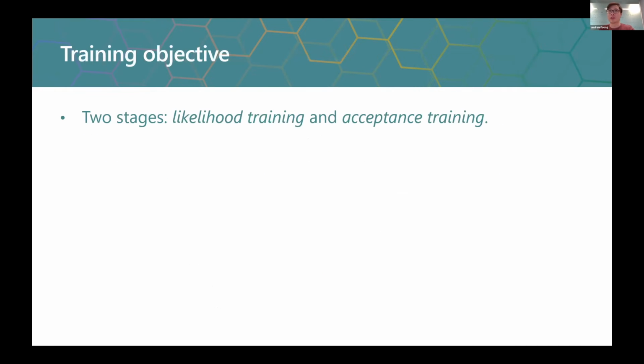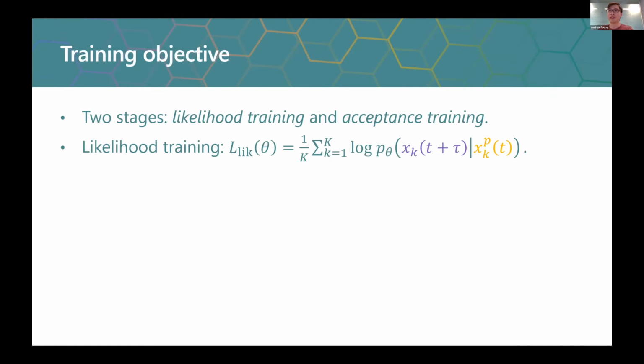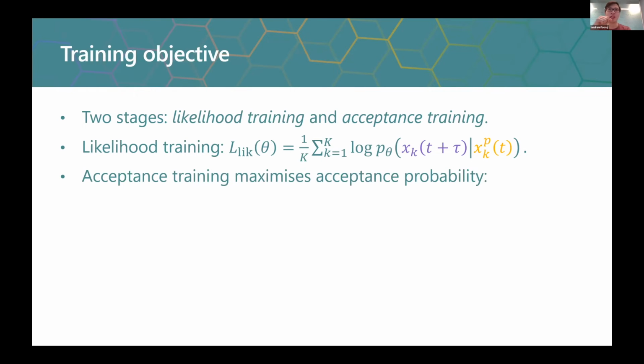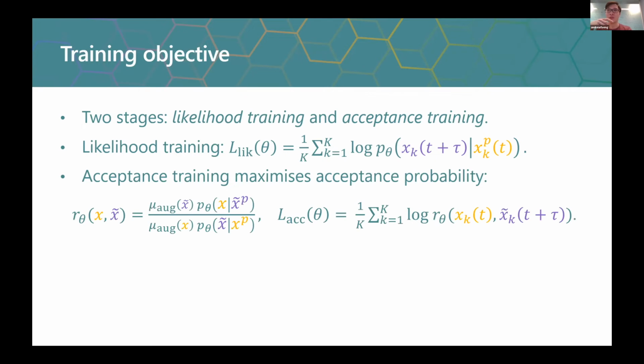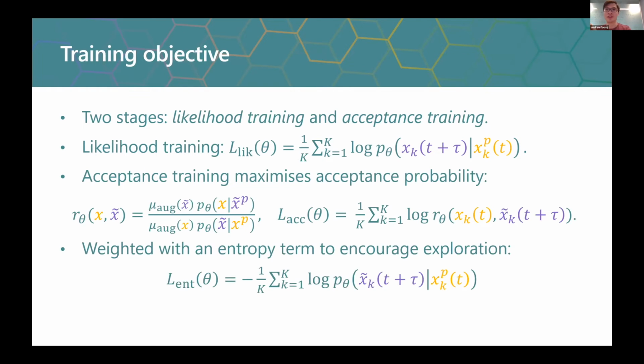And finally, the training objective. I won't go into too much detail, but basically, we train using maximum likelihood, using the data that we saw previously. And we sometimes also train on an acceptance objective, which I won't go through in detail here, but basically we try to maximize the acceptance probability using energy-based training.